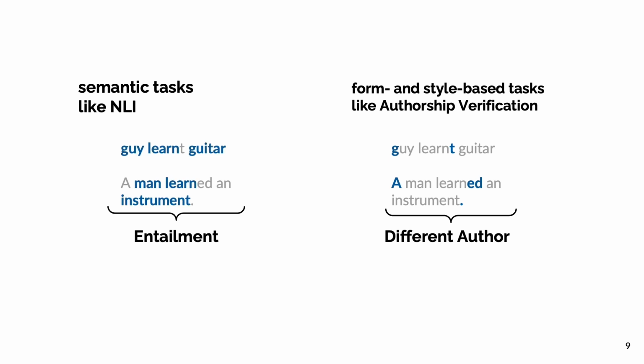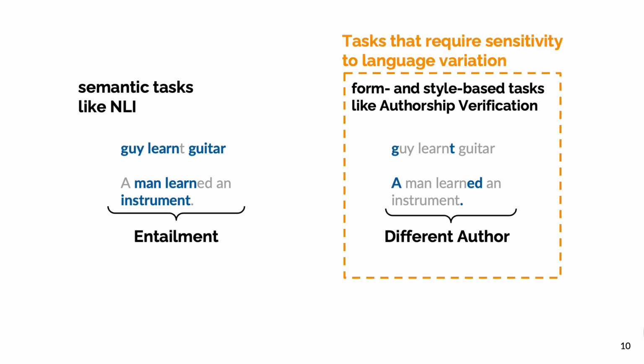Similarly, for semantic tasks, we could also highlight parts of the words that are semantically meaningful, or are basically the signals one would need to look at to solve the NLI task. And in the context of this work, we call tasks that are form and style based tasks that require sensitivity to language variation. So to solve it, we need to look at signals that show the language variety that's being used.